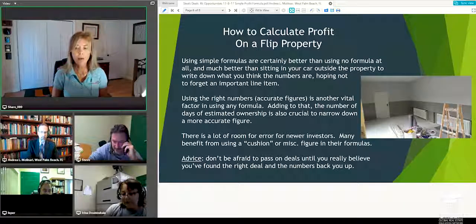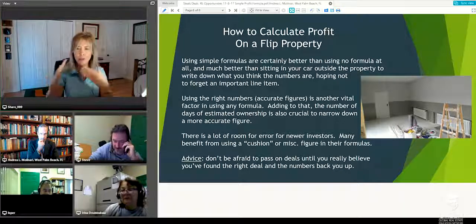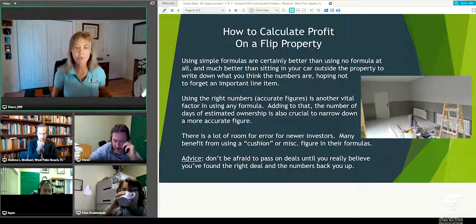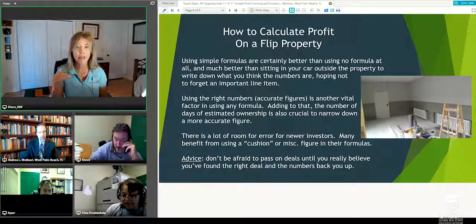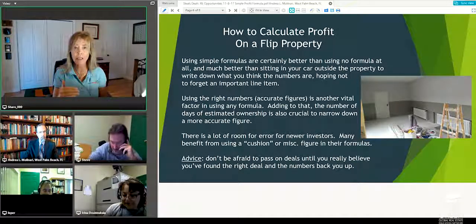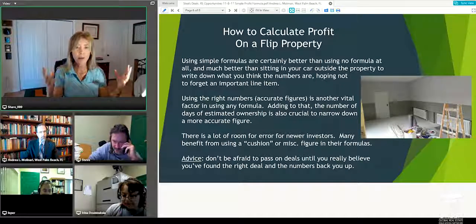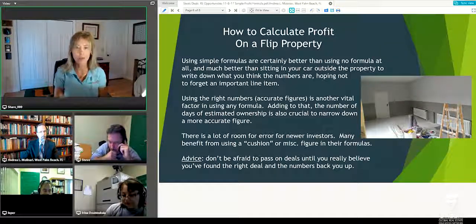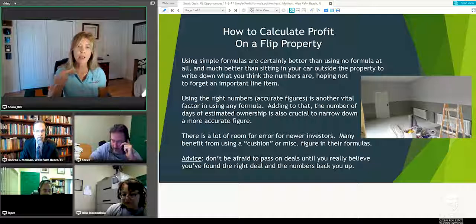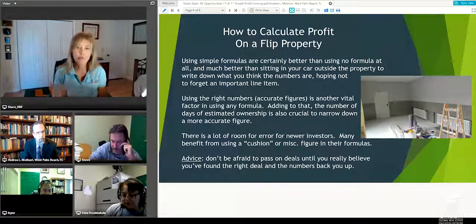There's a lot of room for error for newer investors because they don't know what they don't know. So many benefit from using a cushion or miscellaneous figure in the formulas for this reason. You might add in a line item called miscellaneous or mistake, whatever you want to call it. And maybe it's a percentage that you take off of the numbers, a 20% cushion or a 10% cushion, or you just say, I'm going to put $5,000 in as a cushion here because, again, we don't know what we don't know.